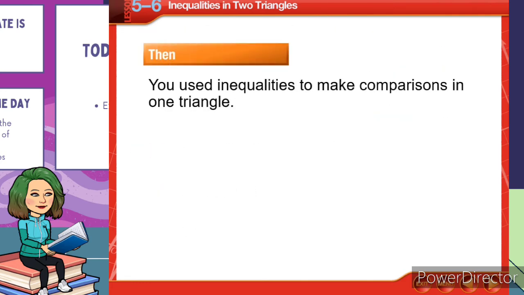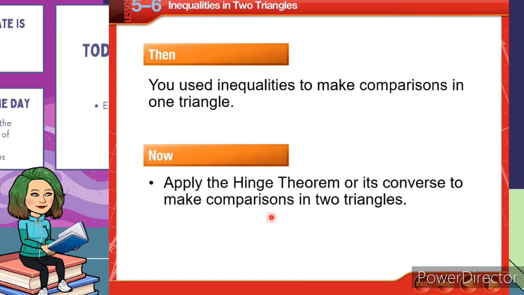So, yung dati, ibig sabihin nandun ay yung dating ginawa natin. You use inequalities to make comparisons in one triangle. So, in one triangle, kinumpare natin alin ang pinakamahabang side, alin ang pinakamalaking angle, alin ang pinakamaigsi na side, at pinakamaliit na angle. Now, we're going to talk about applying the hinge theorem or its converse to make comparisons in two triangles. So, meron na tayong comparison between two triangles.